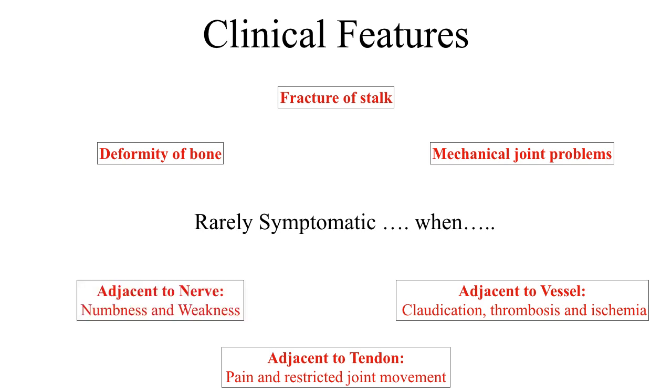And when this exostosis is adjacent to a nerve, it can cause numbness and weakness depending on the extent of the pressure it exerts over the involved nerve. So these are the conditions in which these osteochondromas can cause symptoms.